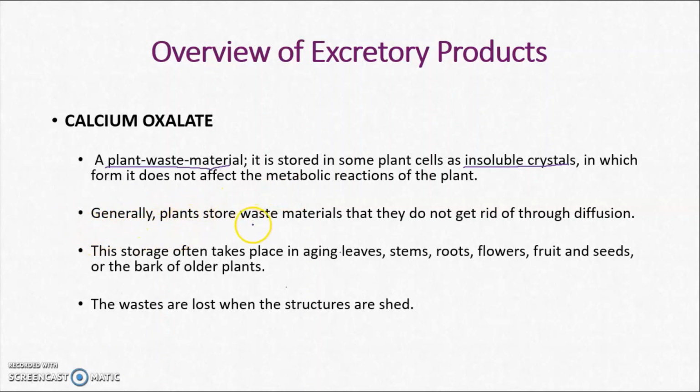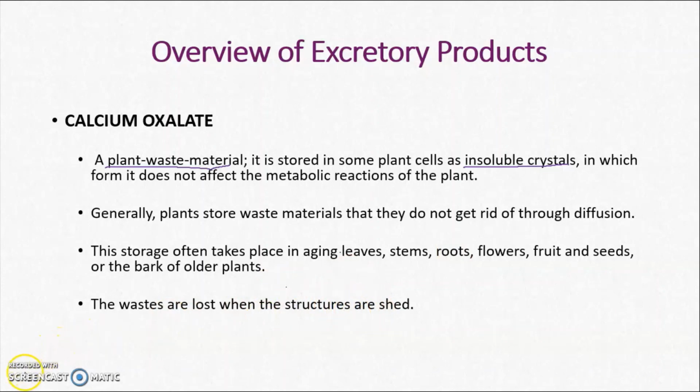Generally speaking, plants store waste materials that they do not get rid of through diffusion. Those that they get rid of through diffusion are carbon dioxide and oxygen, but the other waste materials in plants are stored by the plants, at least before they are lost when that part of the plant is shed. This storage often takes place in aging leaves, stems, roots, flowers, etc., even the bark of older plants. These waste materials stored in those parts of the plant are lost when these structures are shed.